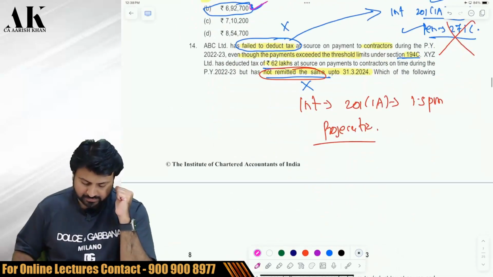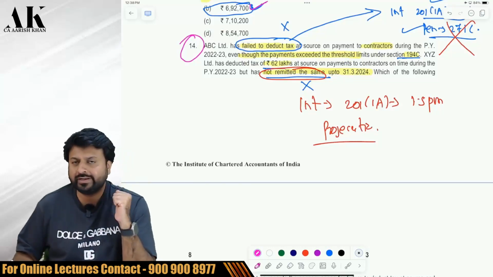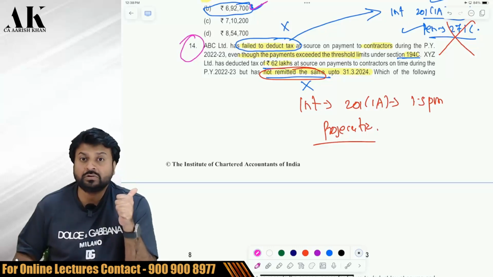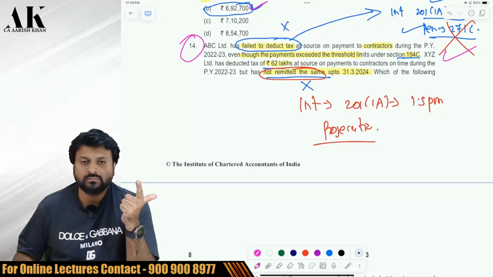Now, the next question is based on default in case of TDS. There are two defaults which you can make in TDS. The first one is, if you fail to deduct TDS, then what are the consequences that you have to bear? If you fail to deduct TDS, then you have to bear interest under section 201 subsection 1A at the rate of 1% per month. That is the first consequence. The second consequence for failure to deduct TDS is penalty under 271C. These are the two consequences for failure to deduct TDS.